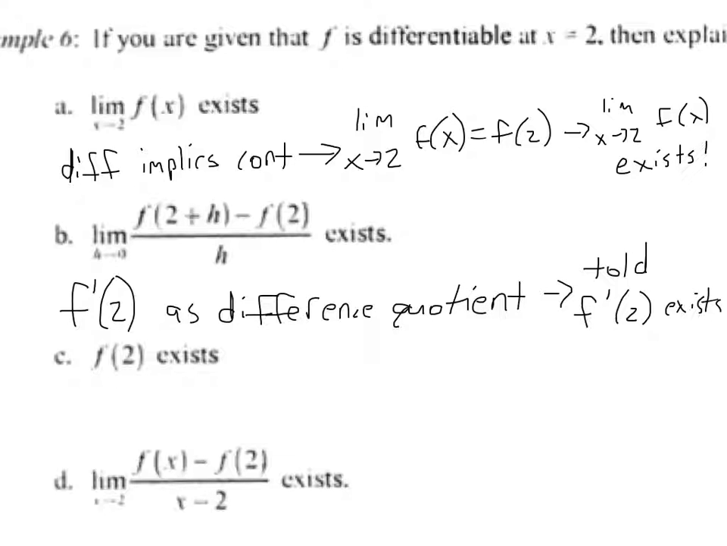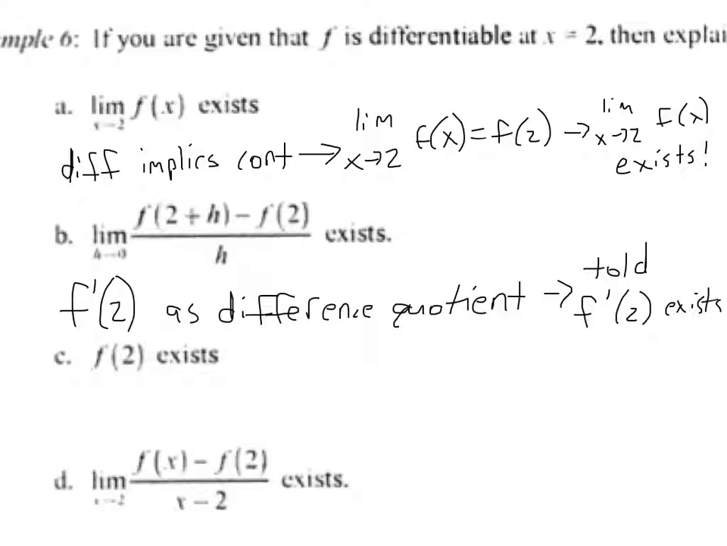Okay, part C. Does f of 2 have to exist? Well, basically, we're going to be doing the same thing as part A here. Because it's differentiable, it implies that it's continuous. And because we know it's continuous, this statement here has to be true. The limit as we get close to that value has to actually equal the function value. And now instead of saying the limit exists, we're going to say that this exists.